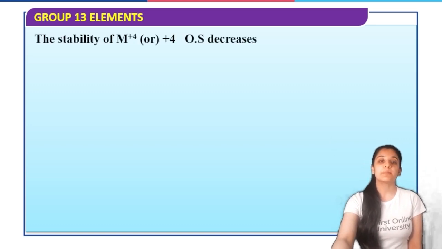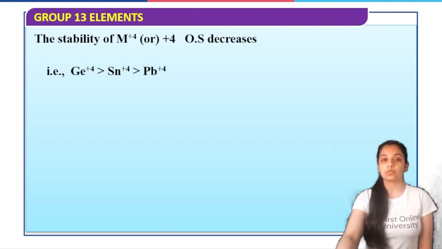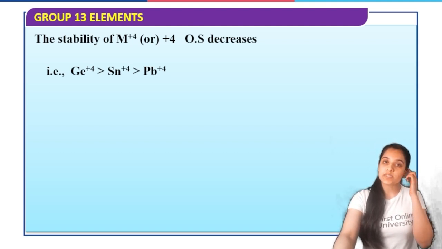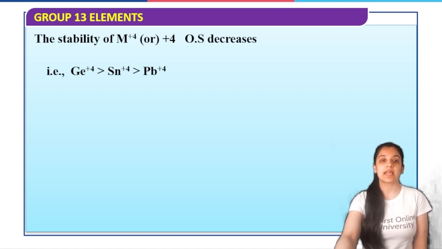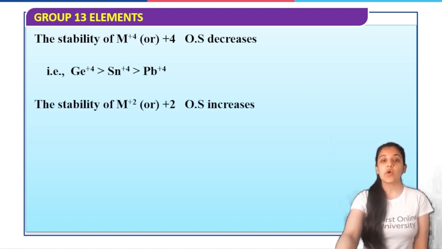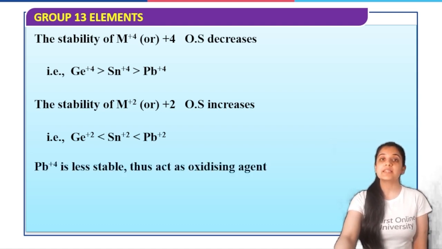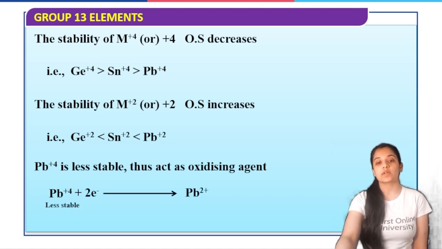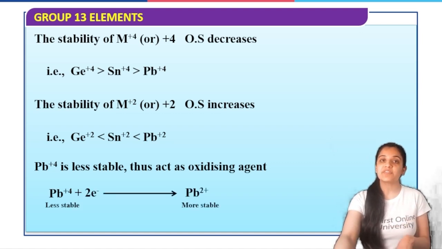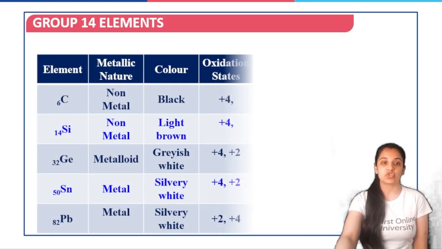The stability of the +4 oxidation state is going to decrease down the group. That is, germanium 4+ is more stable than tin 4+, which is further more stable than lead 4+. The stability of the +2 oxidation state will increase down the group, and therefore lead 2+ will be more stable than tin 2+, which will be more stable than germanium 2+. Lead 4+ is less stable and thus it will act as an oxidizing agent. It itself gets reduced from +4 to +2 oxidation state. Something which is itself getting reduced will oxidize the other species and therefore will act as an oxidizing agent.